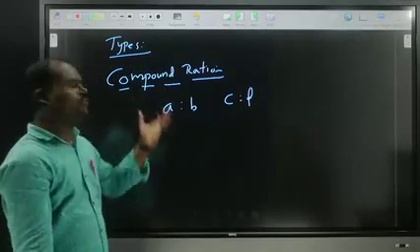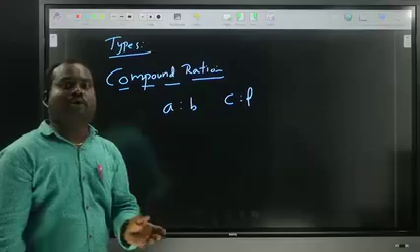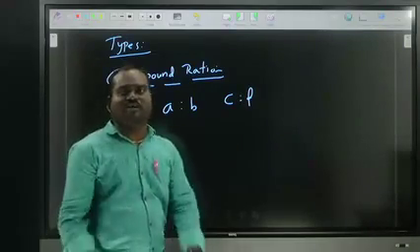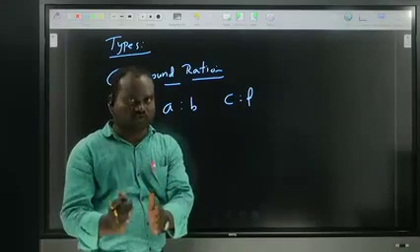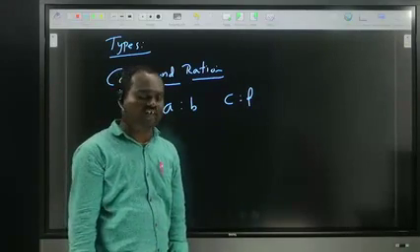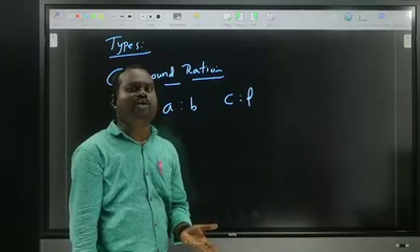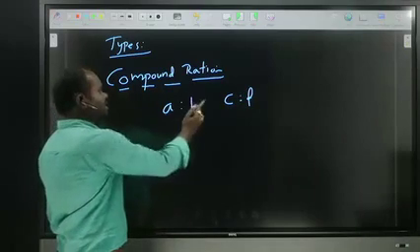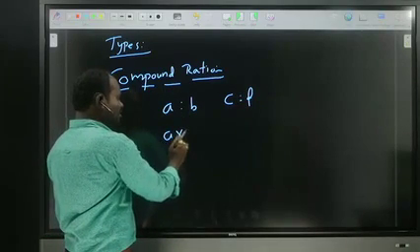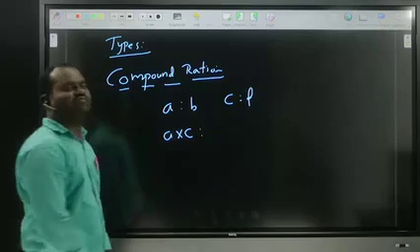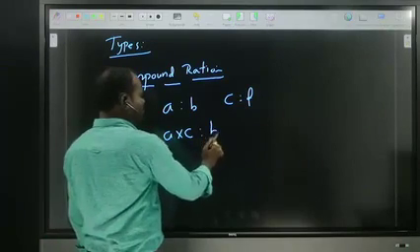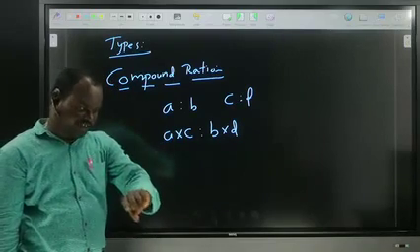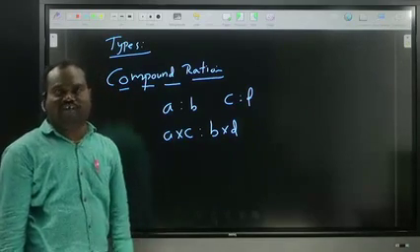What is the meaning of compound ratio? Compound ratio is the product of antecedents is to the product of consequents. What is the meaning of product? Multiplication. Product of antecedents means here A into C, is to the product of consequents, that means B into D. Compound ratio means product of antecedents is to product of consequents.